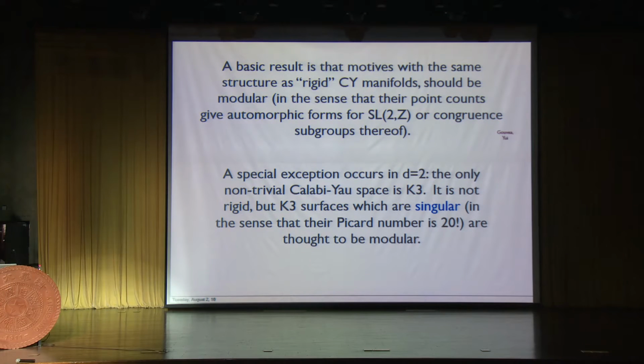A special example occurs in d equals 2 where there's an exception. There's only one non-trivial Calabi-Yau space, K3. K3 is famously not rigid, but it turns out that K3 surfaces that are singular, that is, whose Picard number is 20, maximal, are thought to be modular as well. They're in some sense analogs of the rigid Calabi-Yaus of higher dimension.